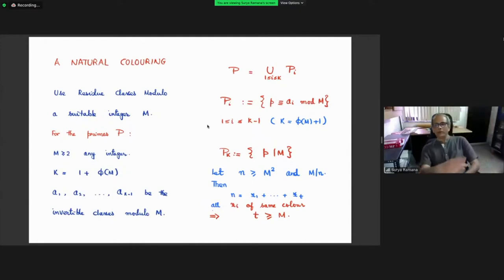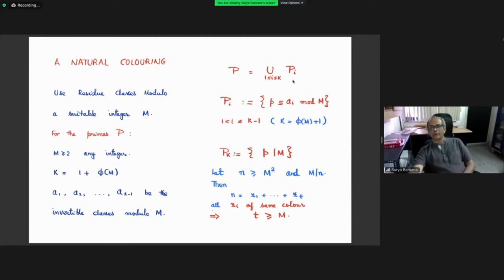So you can partition the squares or any set. The most natural way of partitioning it would be to use residue classes modulo a suitable integer m. So you fix an integer m, and then you use the residue classes to partition the given set. Let's look at an example for the primes p. You take m, any integer, and fix k to be 1 plus the number of invertible classes modulo m, so 1 more than the number of invertible classes modulo m. Then let a1, a2, up to a_{k-1} denote the invertible classes modulo m.